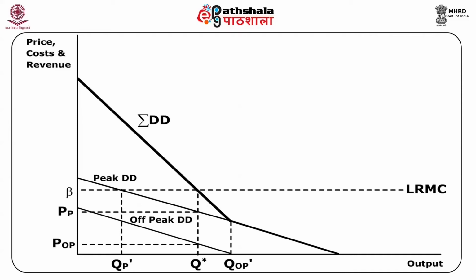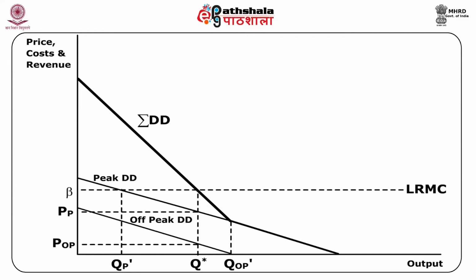The off-peak users, in this case, would demand an output level QOP, as the marginal operating costs, in this case, are 0. As can be seen, the demand of the off-peak users exceeds the demand of the peak period users. Hence, this represents the shifting peak case.